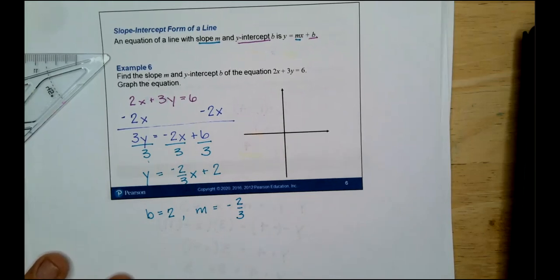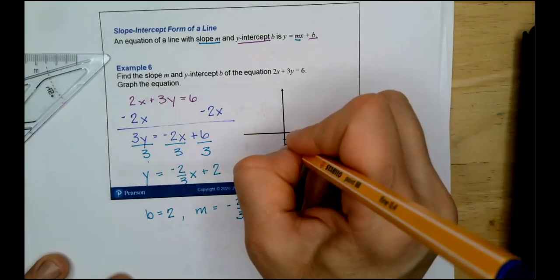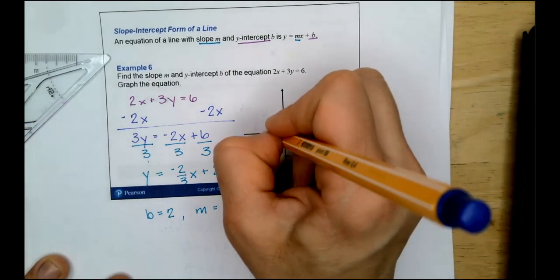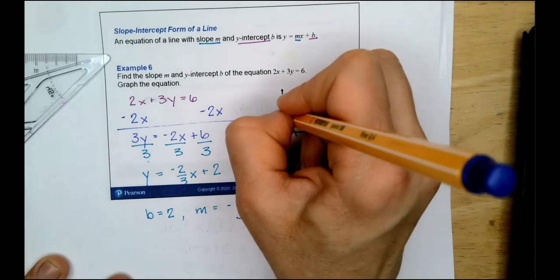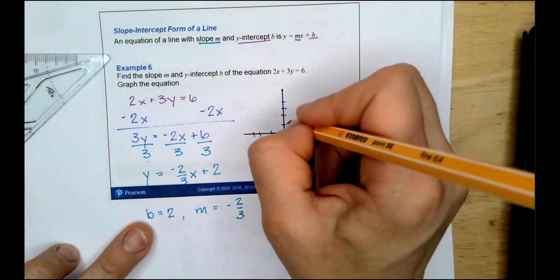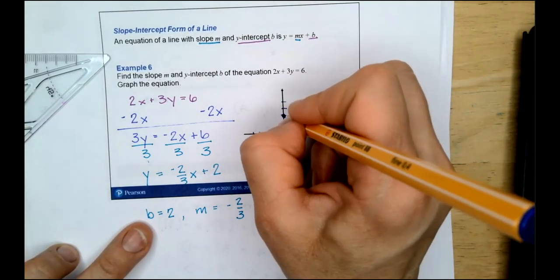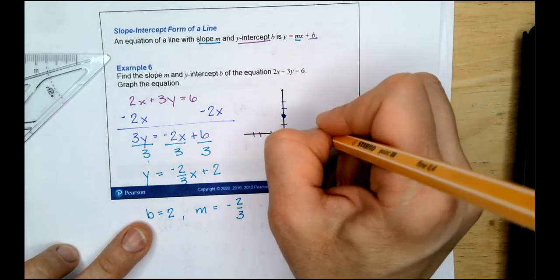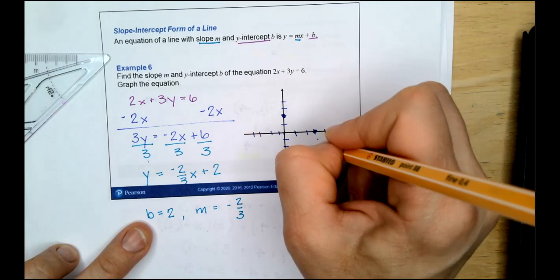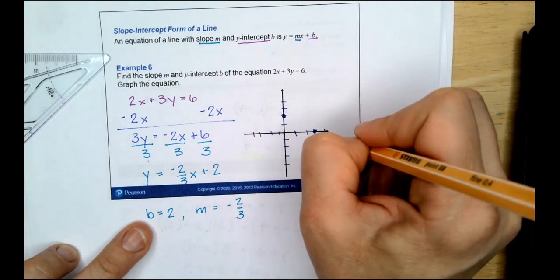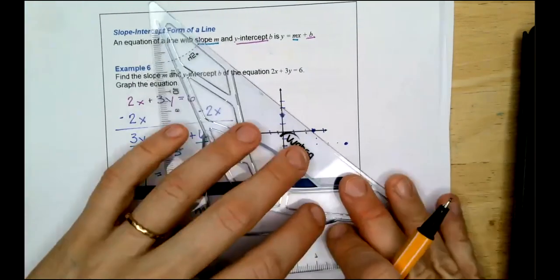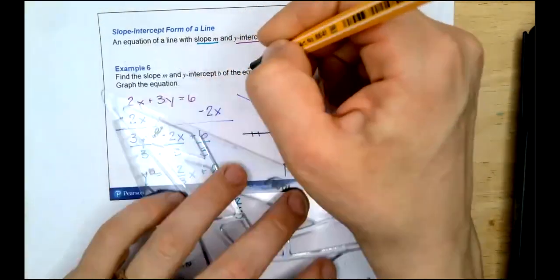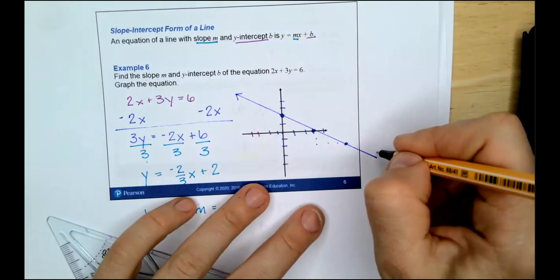That means I start at 2. I go down 2, right 3. Down 2, right 3. That is the slope of my line through the y-intercept positive 2.